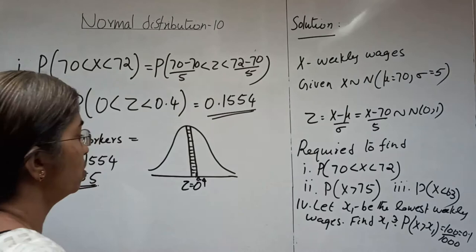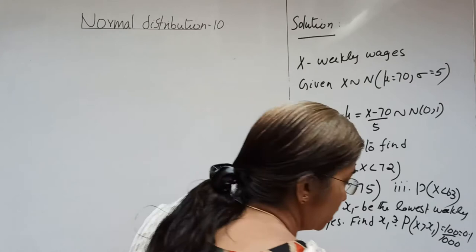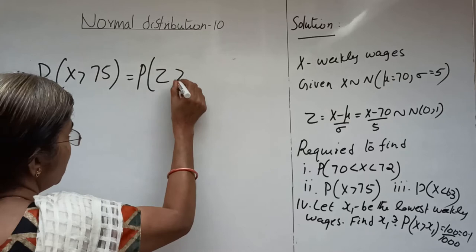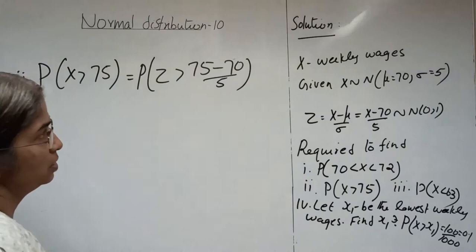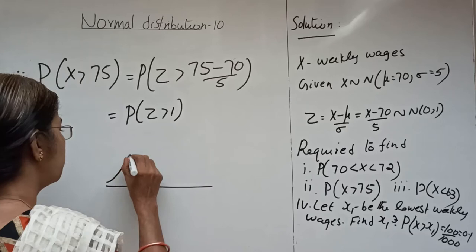Now, we move on to the second part. The question is probability x greater than 75. So that equals probability z greater than (75 minus 70) by 5. That is 5 by 5, which is 1. So the probability equals probability z greater than 1. We consider the picture of the standard normal curve, and this is symmetric at z.